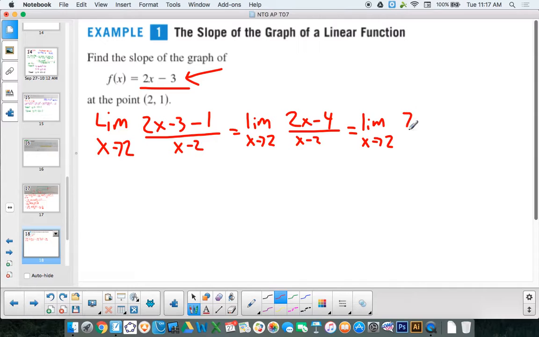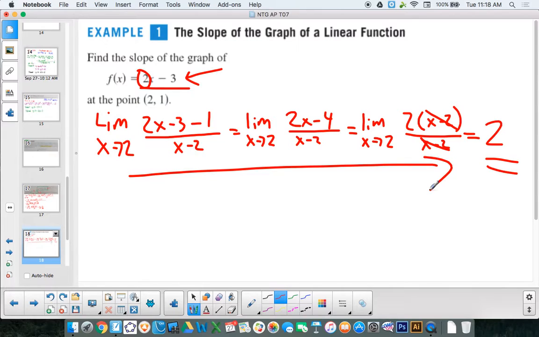Factor 2 out of the top, that's 2 times (x - 2) over (x - 2). The x - 2's cancel, and we're left with 2. So the slope of the graph of 2x - 3 is 2. And again, you should have known that just from basic algebra. But here is the calculus that supports that.